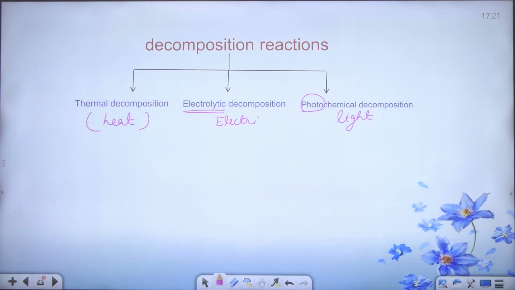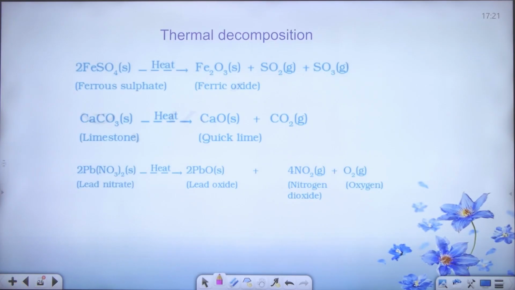Thermal means temperature, heat. That means thermal decomposition reaction uses heat energy. And electrolytic decomposition reaction uses electricity. And photochemical decomposition reaction, photo means light, uses light energy. Then first we are going to discuss thermal decomposition. This is a decomposition reaction.